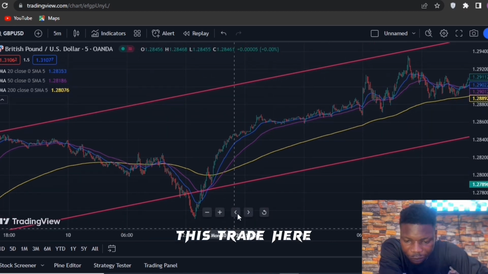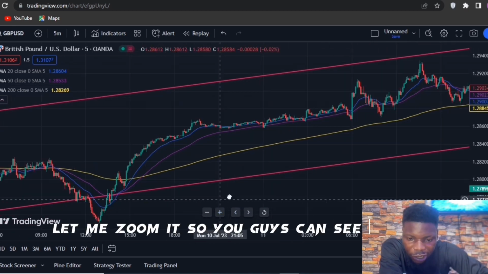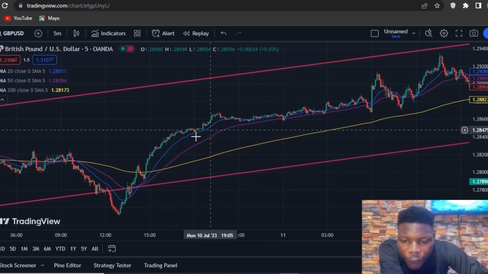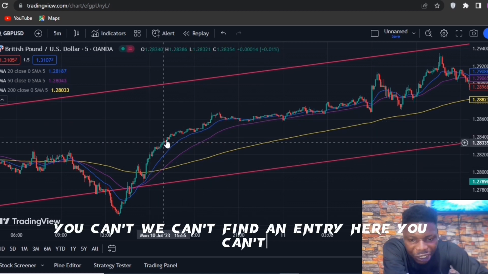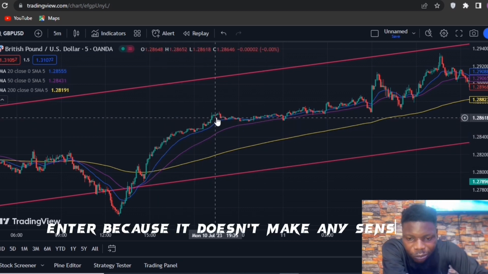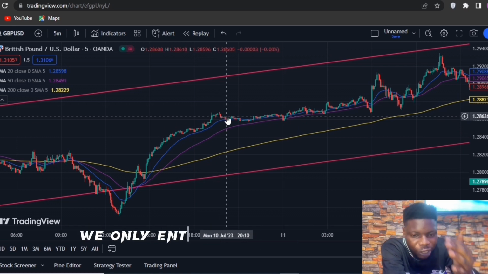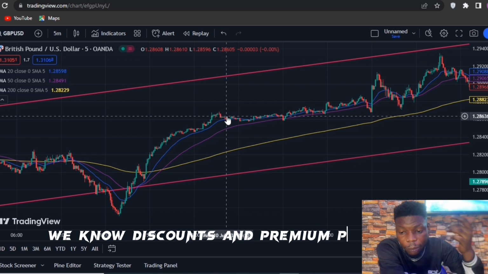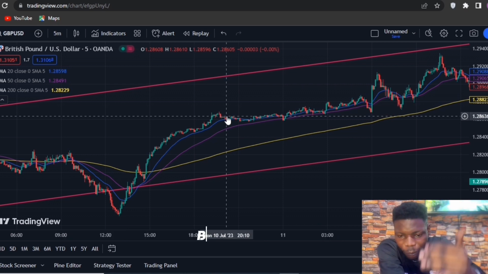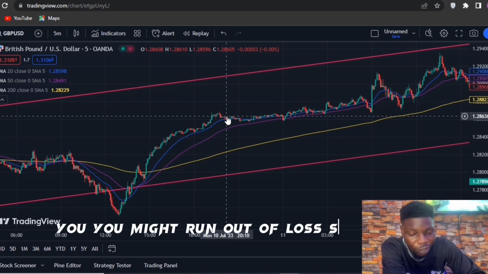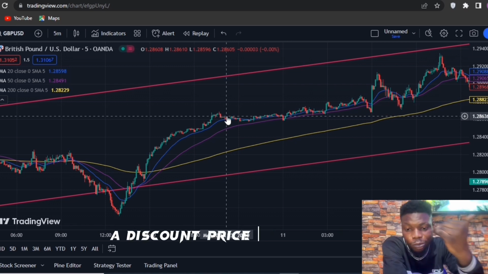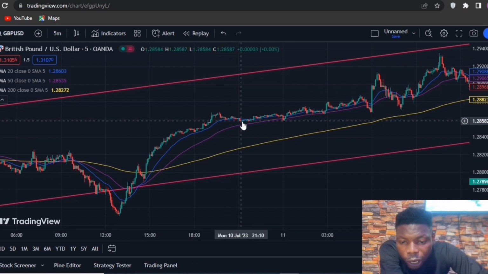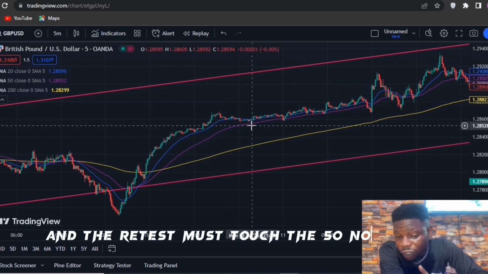This trade here, let me zoom in so you guys can see. So this trade here, we can't find an entry. You can't enter because it doesn't make any sense. We only enter when there's a retest, understand? Because you know, discount and premium price, if you buy it high, you might run into a loss. So we want to find a discount price, so that's why we're waiting for a retest. And the retest must touch the 50, not the 20.